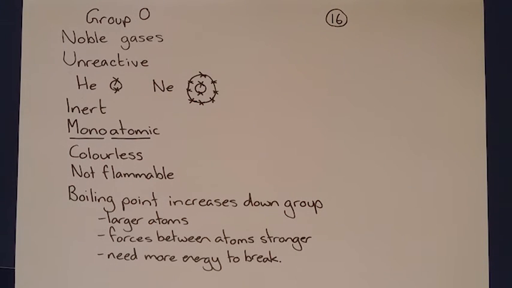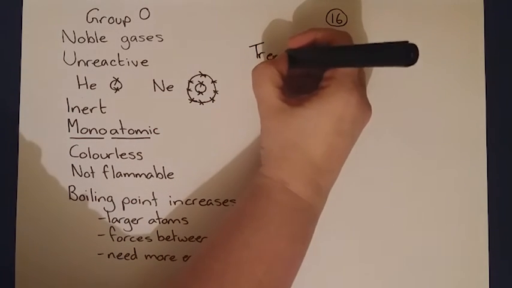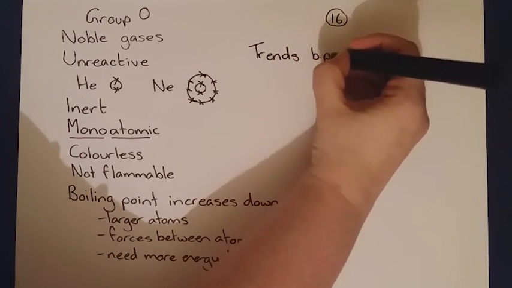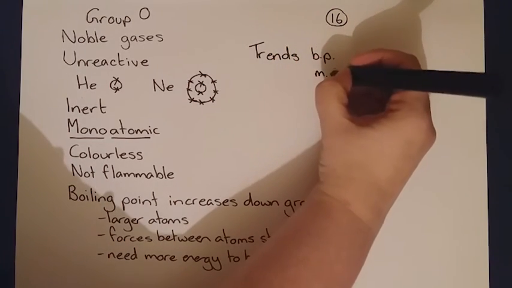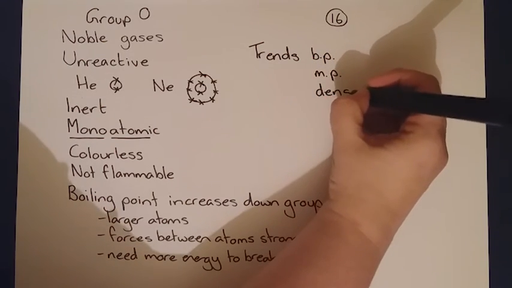One of the things that you are going to be asked to do with Group 0 is to discuss trends. The trends that often come up in the exam are boiling point, melting point, and density.